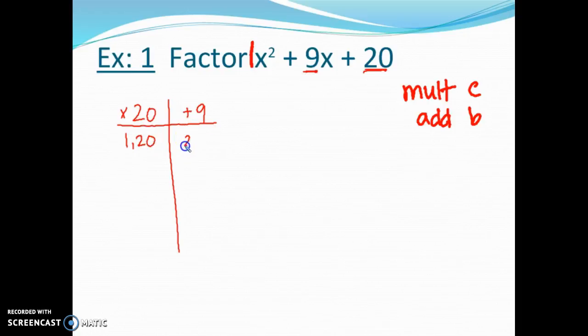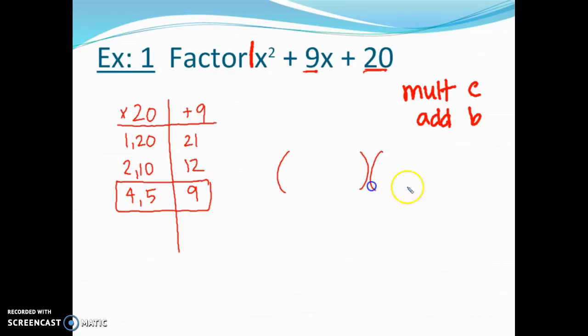Well, 1 plus 20 is 21, not 9. Then we have 2 and 10. Well, 2 plus 10 is 12, not 9. 3 does not go into 20. Then I have 4 and 5. 4 plus 5 is 9, so those are going to be my factors. And then all we have to do is write out our parentheses. I want to put the x first, and then I have a positive 4, positive 5.